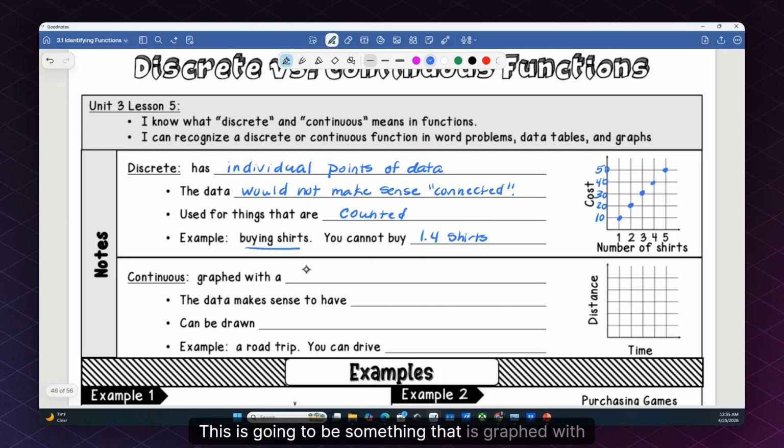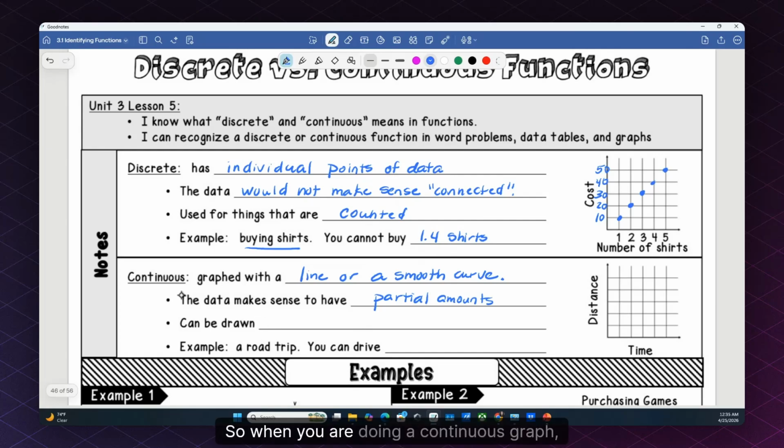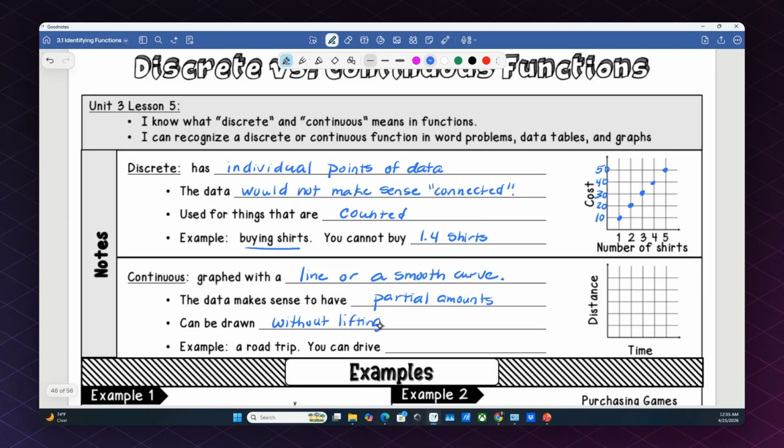All right, let's compare that to continuous. This is going to be something that is graphed with a line or a smooth curve, and the data makes sense to have partial amounts. When you are doing a continuous graph, it can be drawn without lifting your pencil.